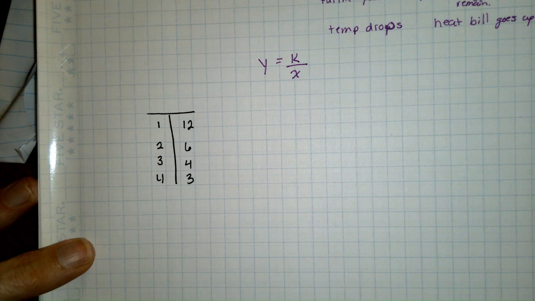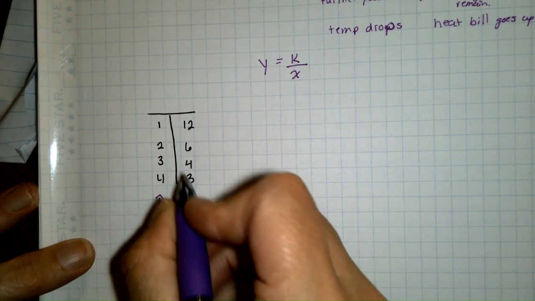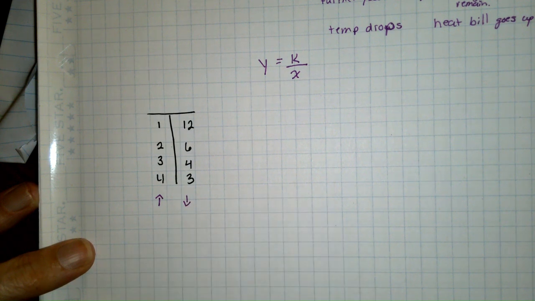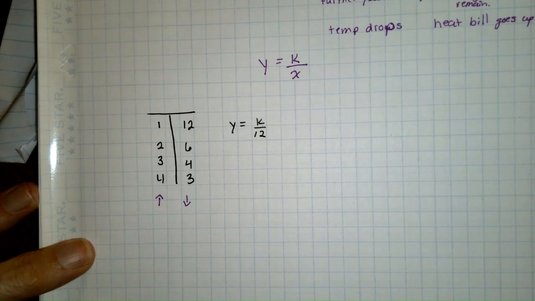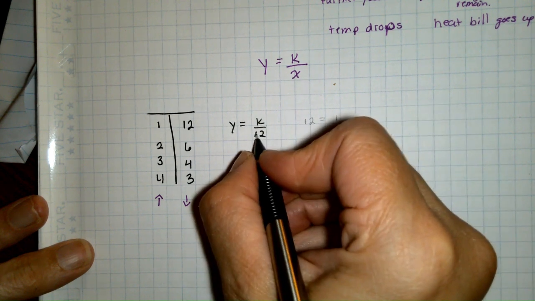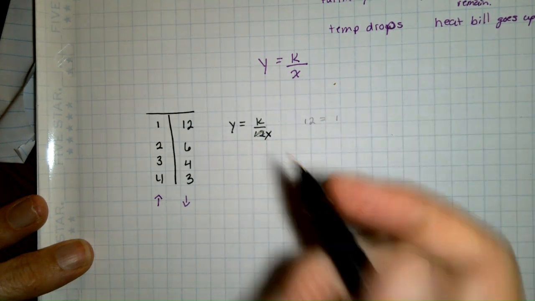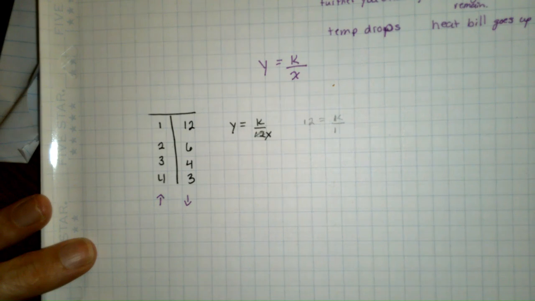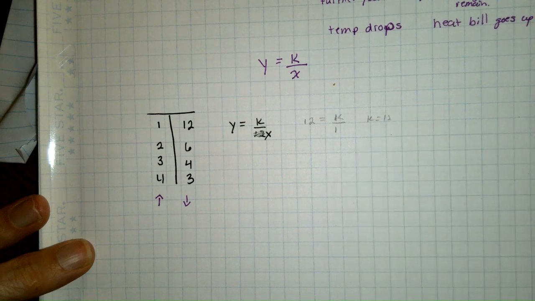Okay, is this an inverse variation or direct? I mean, you could also think direct, but x is getting bigger and y is getting smaller, so it could be an inverse. Okay, so y equals k divided by x. On the first one, 12 equals k divided by 1. So in this case, k would equal 12, because 12 divided by 1 is 12.